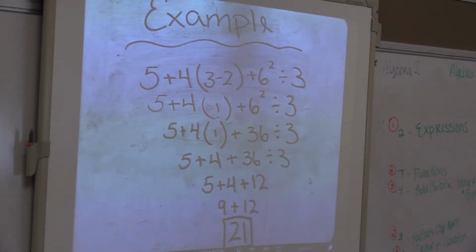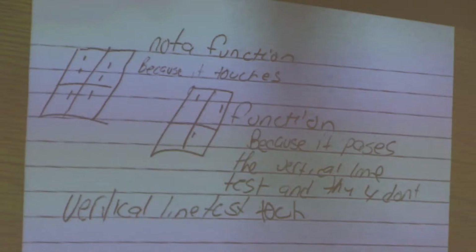An example of this would be 5 plus 4 times 3 minus 2 plus 2 plus 6 with an exponent of 2 divided by 3. That would then change to 5 plus 4 times 1 plus 6 with the exponent of 2 divided by 3. 5 plus 4 times 1 plus 36 divided by 3, then 5 plus 4 plus 36 divided by 3. That would change into 5 plus 4 plus 12, 9 plus 12, and the answer would be 21.